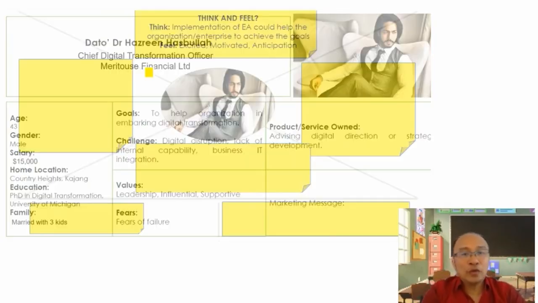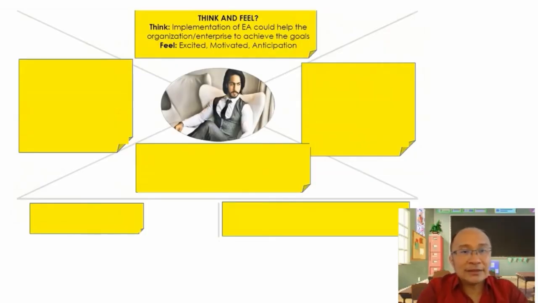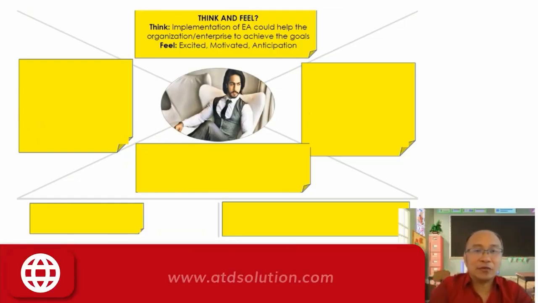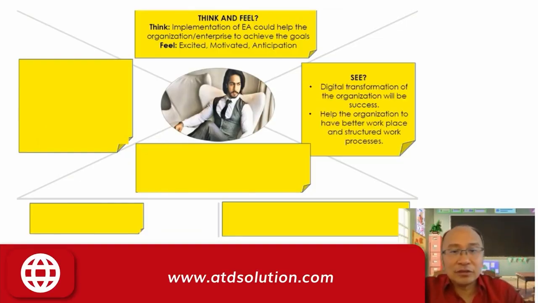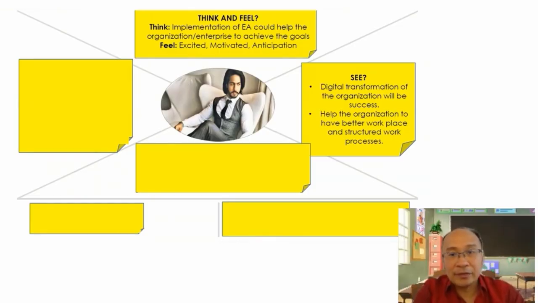Once we have done this, we zoom in more on him. We need to understand what he thinks and feels. In this context, we are trying to position enterprise architecture to him. So we have to think about how implementation of EA could help the organization or enterprise to achieve its goal. The feeling is excited, motivated, and anticipation. The next one, we also need to understand what he sees. He sees that the digital transformation of the organization will be a success, and we need to help the organization to have a better workplace and structured work processes.